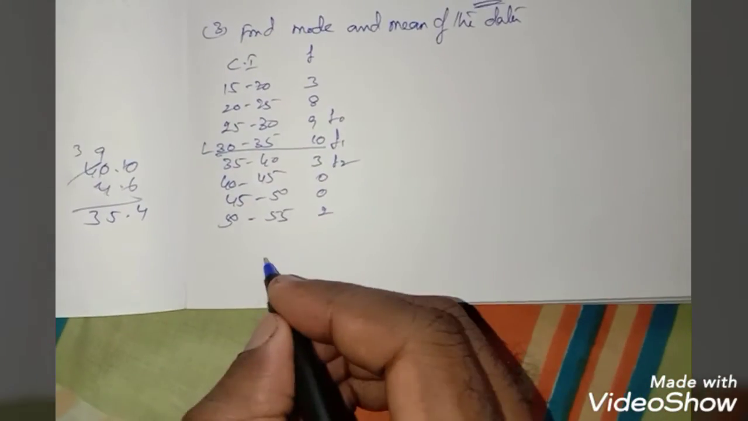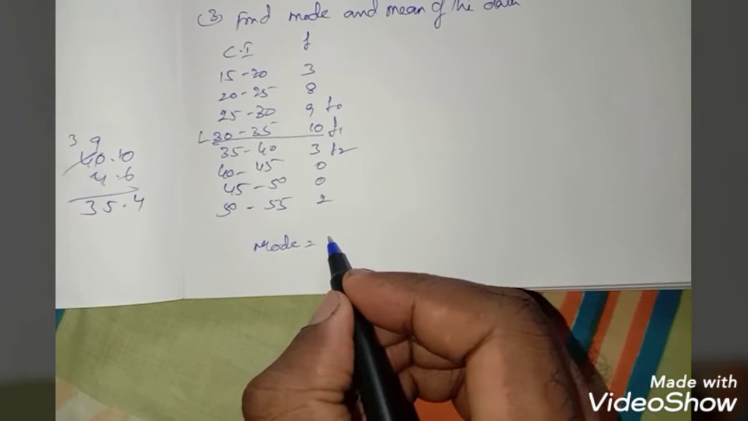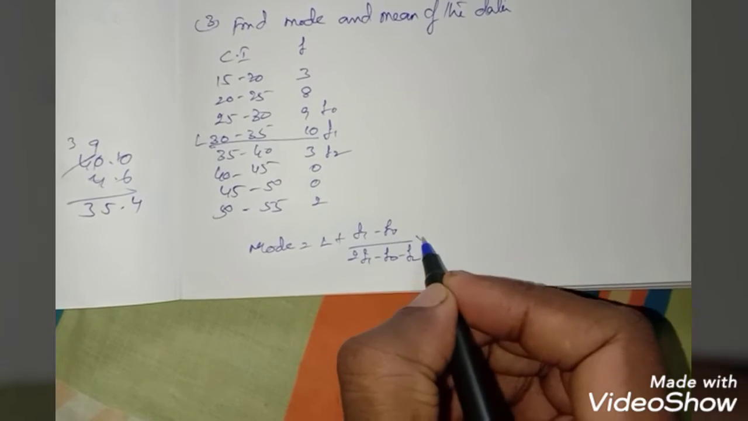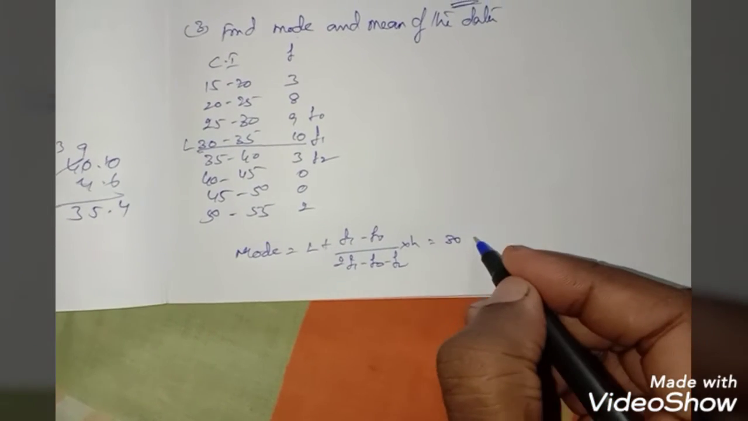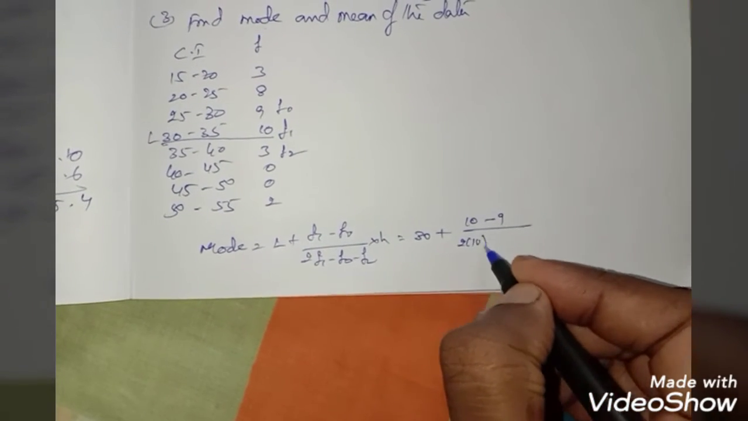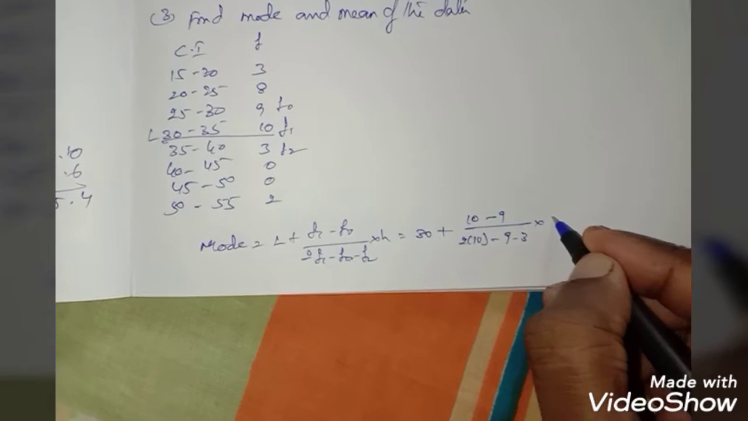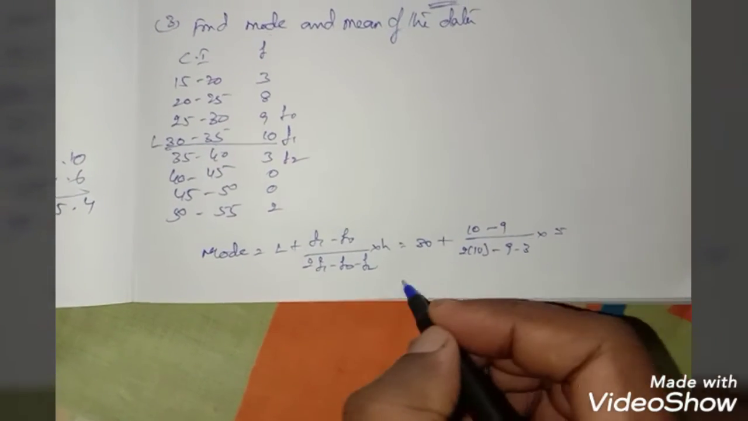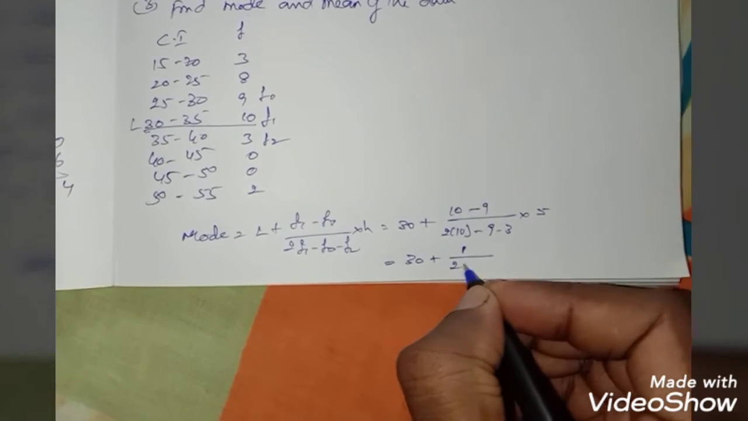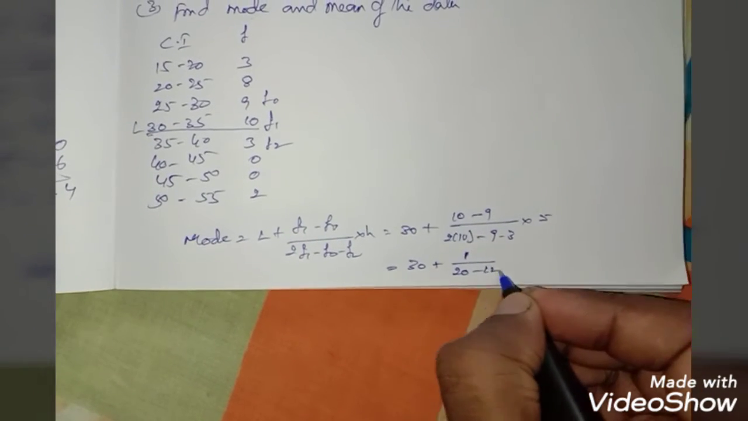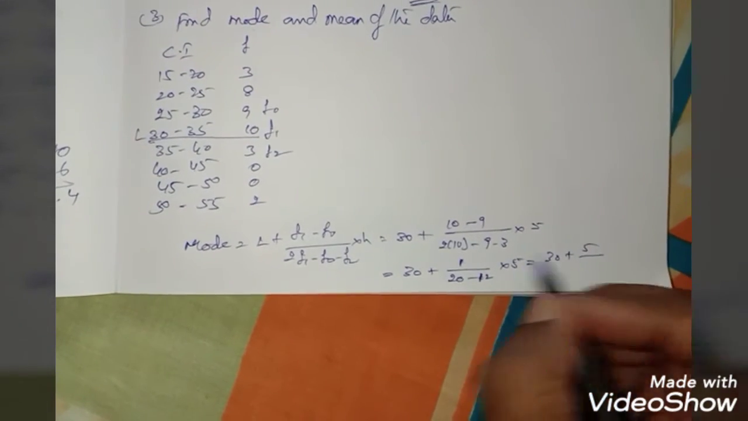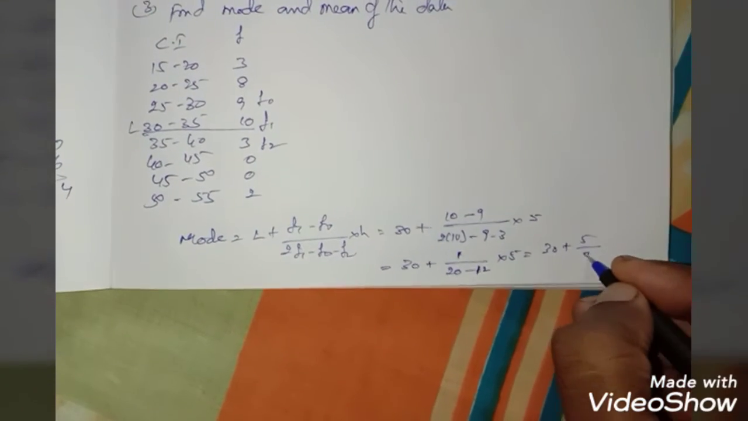Now substitute in your formula, that is mode is equal to L plus F1 minus F0 by 2F1 minus F0 minus F2, into h. Now if I substitute, L is nothing but 30 plus 10 minus 9 divided by 2 into 10 minus 9 minus 3, into h. The difference is 5. Now 30 plus, now 10 minus 9 is 1 divided by here 20 minus 9 plus 3 is 12, into 5. Now here 30 plus 5. Now multiply, into 5 ones are 5 divided by, if I subtract this, you will get 8.